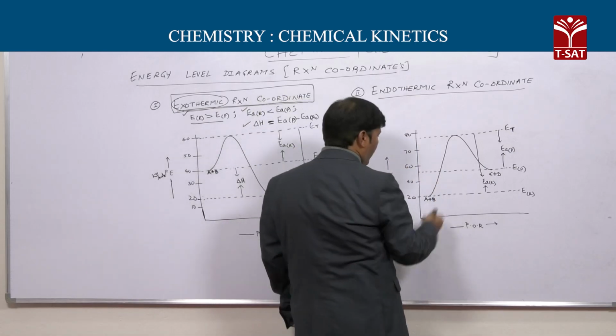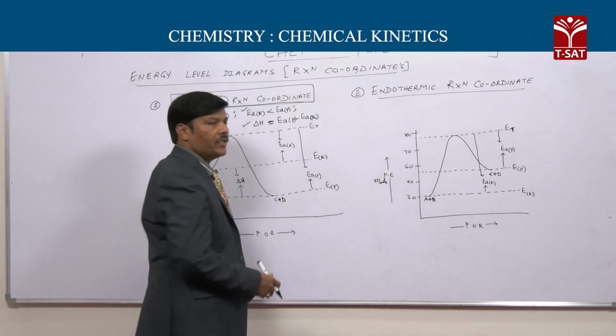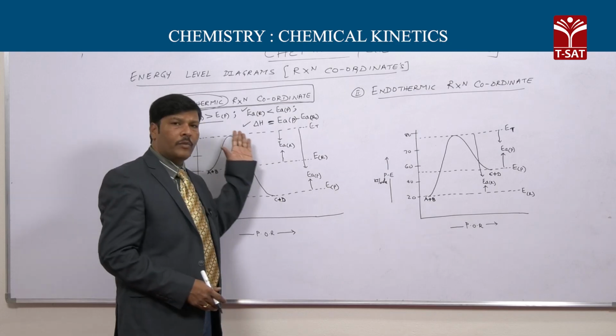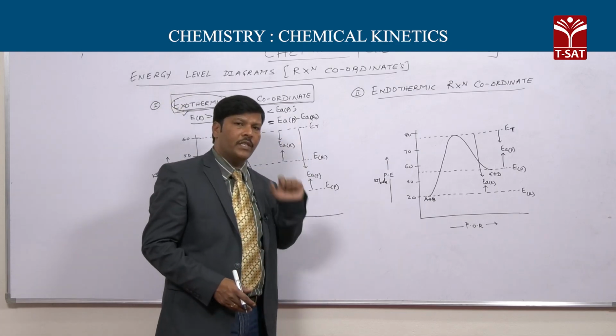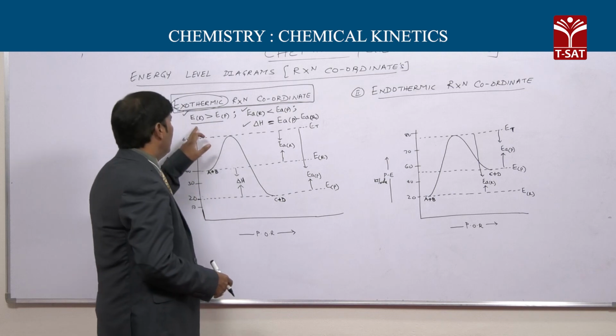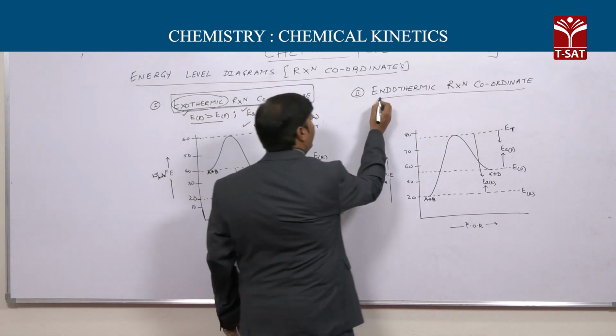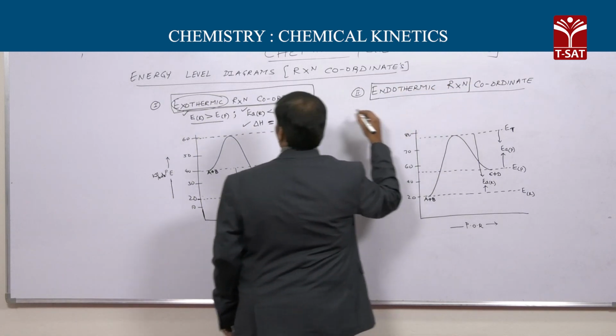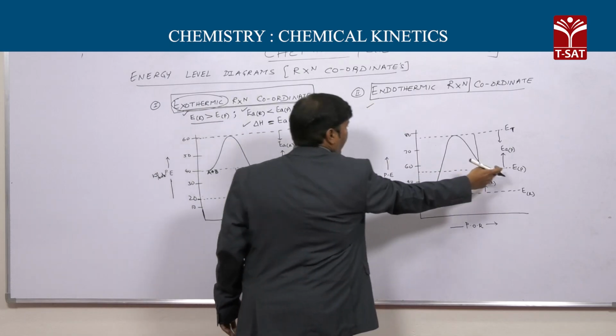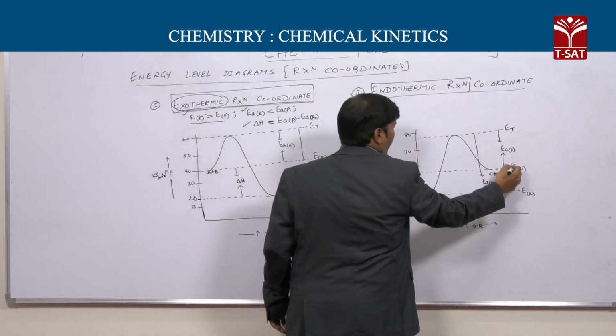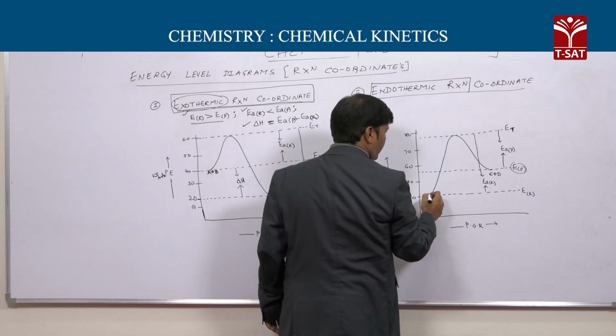So from this graph, exactly the reverse conditions, whatever we adopted for the exothermic reaction, we have to adopt the opposite conditions for the endothermic reaction. So in the case of the endothermic reaction coordinate, this is endothermic, mind you. If it is endothermic, the first condition is that the energy of the products is more; these are the products and these are the reactants.